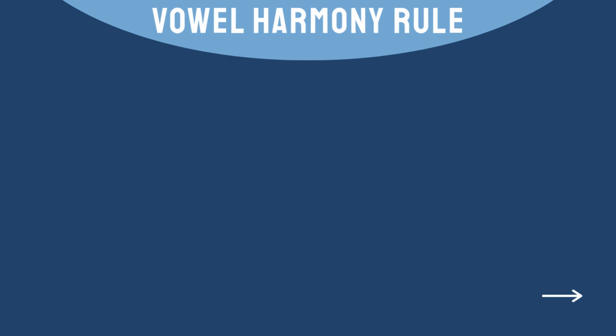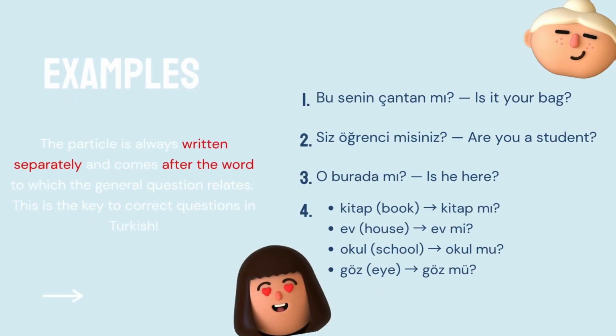This is really easy, so just try to remember the last vowels and question particles. And that's it. Here we have some examples. Also, the particle is always written separately and comes after the word to which the general question relates. This is very important. Here we can see: Bu senin çantan mı? Çantan mı? The last vowel is a, because of that we will use mı. Is it your bag?